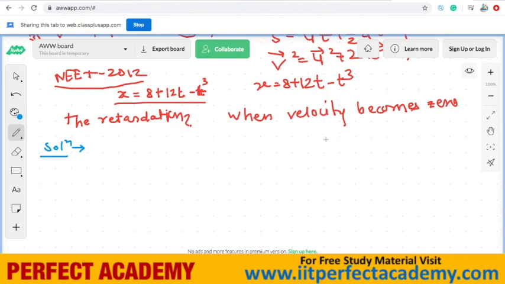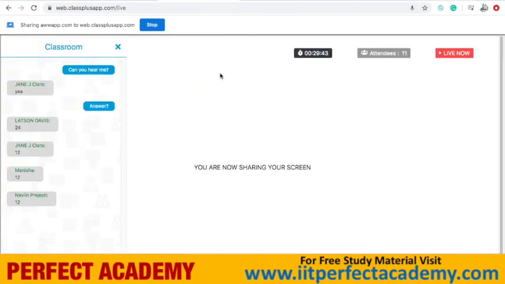JEE students can consider this as an integer type of question as well, because it will have a finite answer. However, I will give you options. A: 24 meter per second square, B: 0, C: 6 meter per second square, and D: 12 meter per second square. So four options I have given.